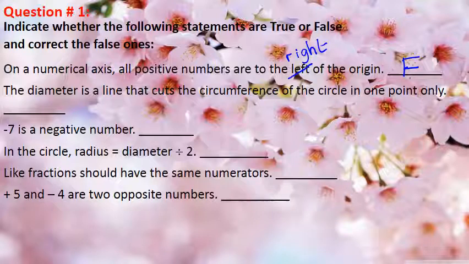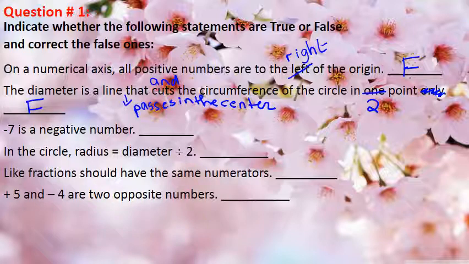The diameter in the circle is a line that cuts the circumference in one point. First, the diameter is a line that passes in the center of the circle, passes in the center and cuts the circumference of the circle in not one point, it cuts the circumference in 2 points, so this statement is false.